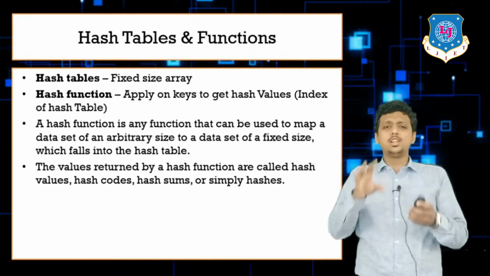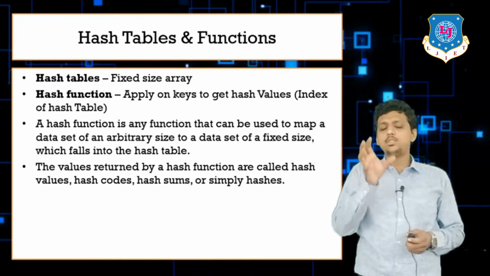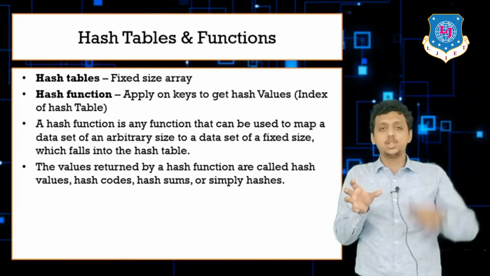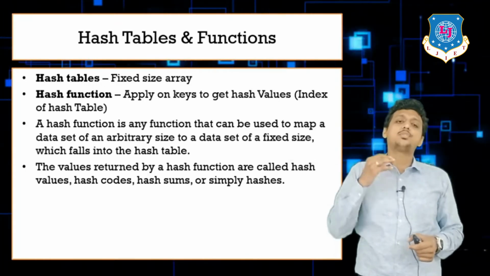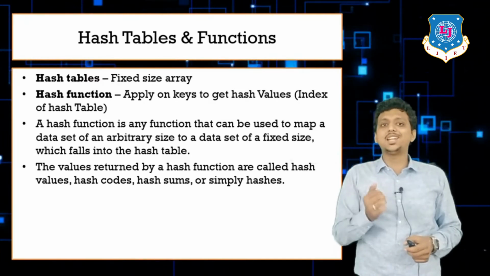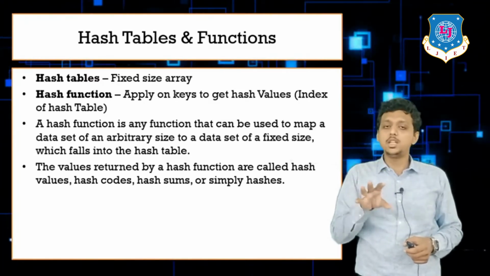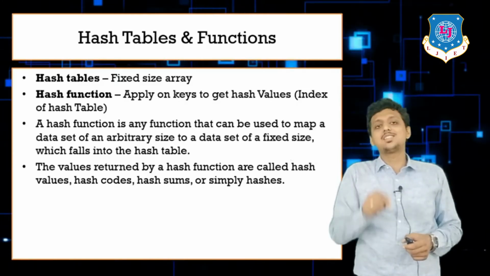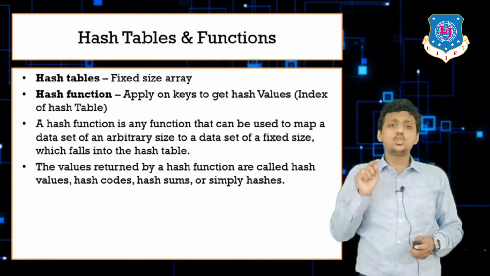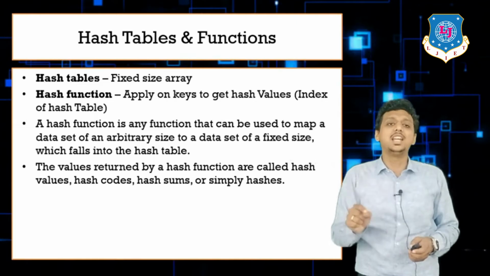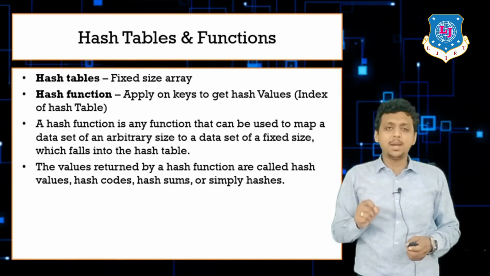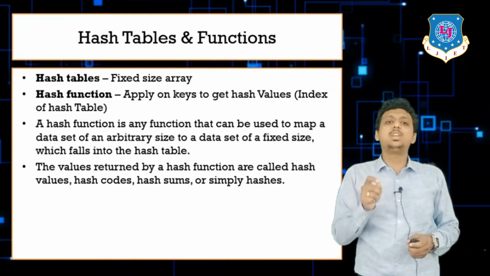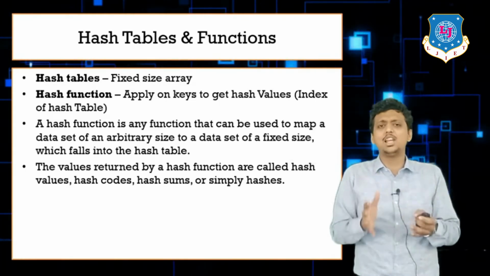Okay, so what do you actually do over there, students? If you have data like 100, on 100 you need to apply your hash function. After applying the hash function, if you get an answer like 5, that means you need to store 100 at the 5th index. If you get an answer like 7, that means you need to store the 100 value at the 7th index. So what we get after applying the hash function on the data is the hash value, or the index value of the hash table.